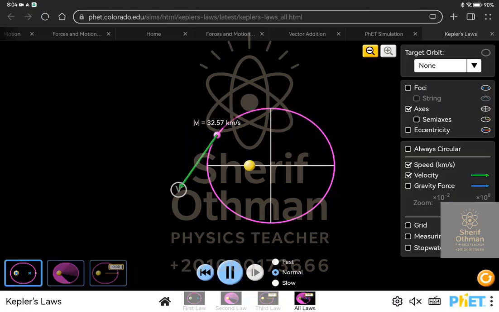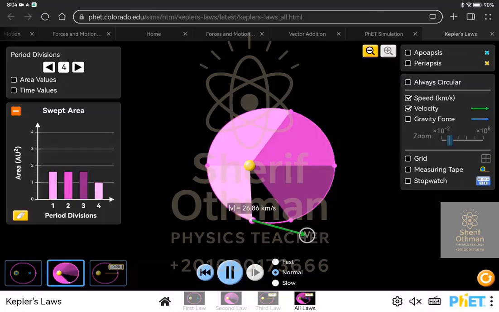So the first law of Kepler states that the orbit of any planet around the sun is not a circular path, it's an ellipse path, which has two axes. One of them is long and the other one short. Moving to Kepler's second law, the line which joins the planet and the sun covers equal areas at equal intervals of time.